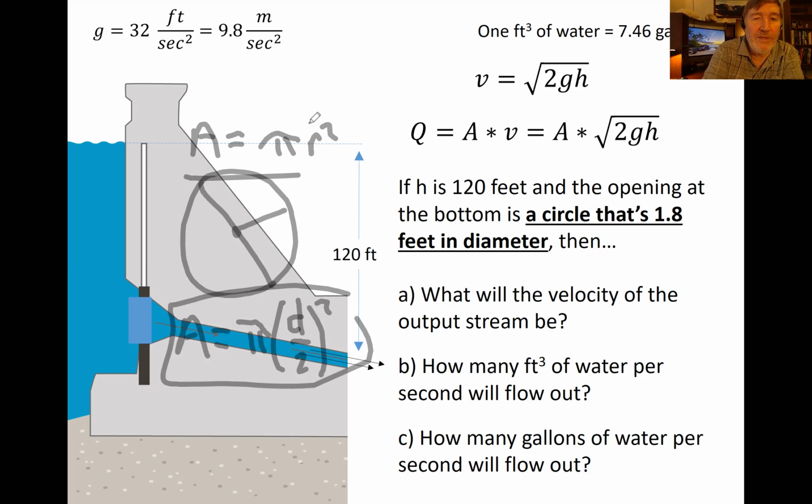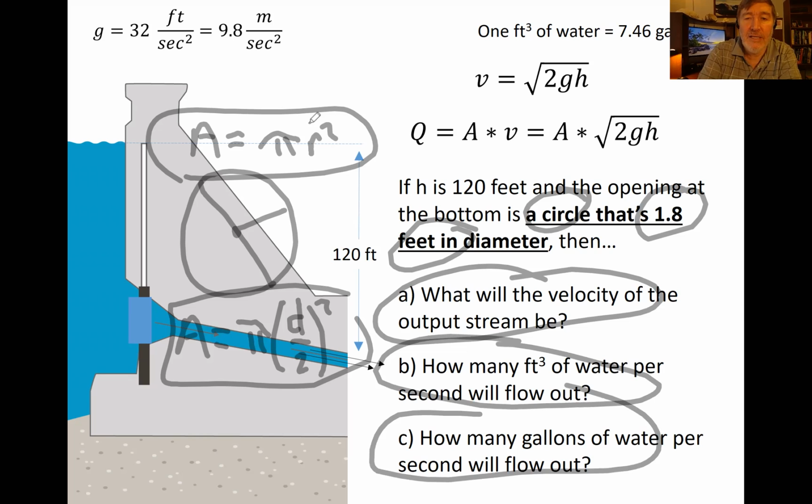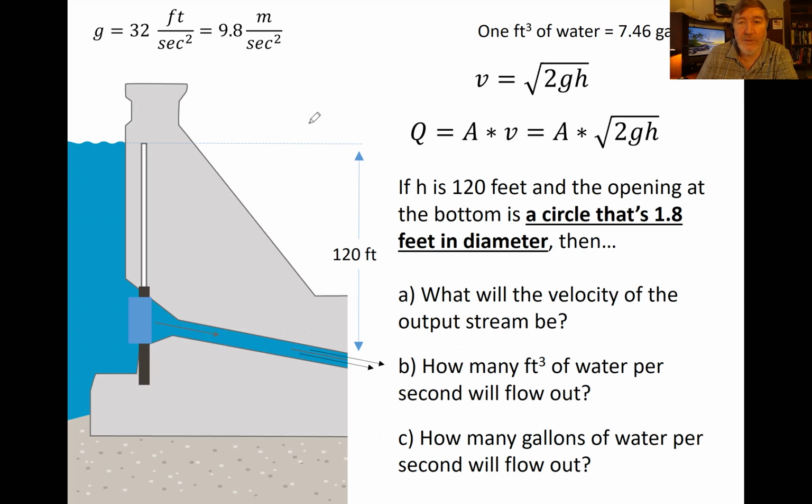This is something that they might not give you on the test, and therefore I'm not going to give it to you in the homework. Just be aware that if it's a circle and this is the diameter, then the method we use will be exactly the same. Calculate the velocity first, calculate how many cubic feet that is, and then calculate how many gallons that is. That's something you should be able to do.